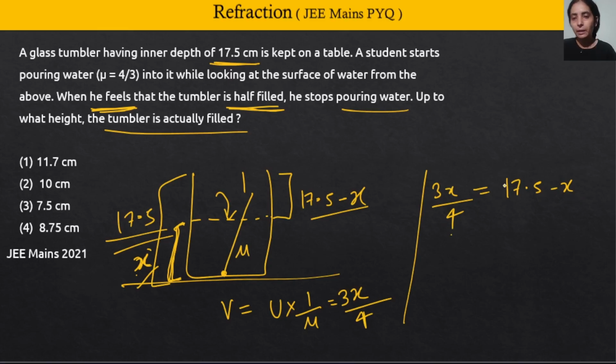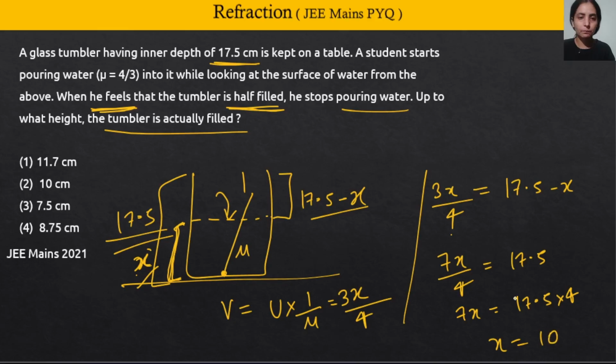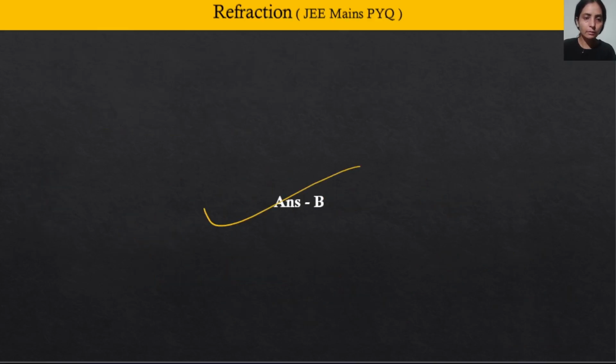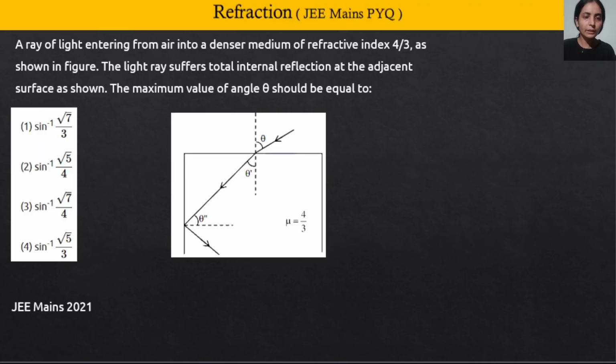We need to equate it. So if you equate it, how much value will you be getting? 7x by 4 is equal to 17.5, and 7x will be equal to 17.5 into 4, and if you do this, this will become 70, right? So x is equal to 10. Answer will be 2. Done. So the correct answer has to be B. Now let us move to the next portion.